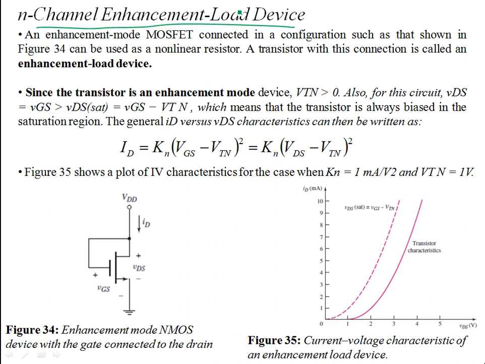This load means a resistor, and this is a non-linear resistor giving the IV characteristics. So you see this enhancement MOSFET is connected in the configuration such as that shown in figure 34, and that can be used as a nonlinear resistor. In figure 34, your gate is short circuited with the drain terminal.